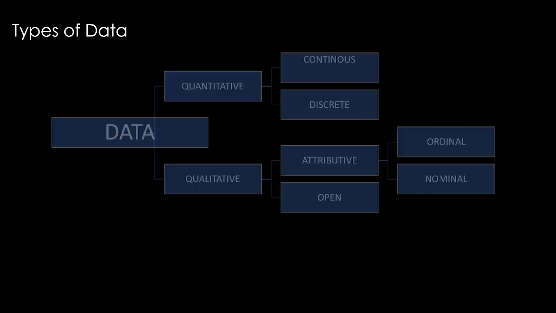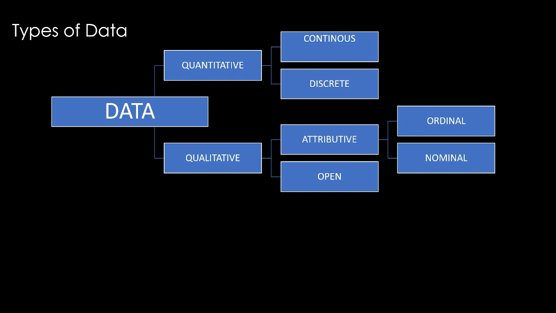And next, we'll be discussing all about types of data. So this is the simple diagram for the common types of data. In here, data is basically divided into two, between quantitative and qualitative. So in the quantitative side, we have continuous and discrete type of data.